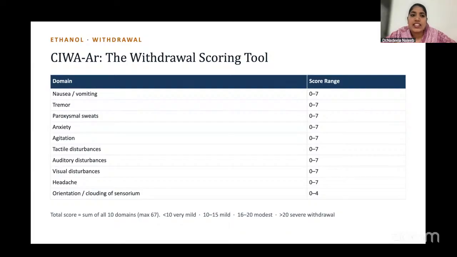What do you think is the disadvantage of having the CIWA-Ar scoring? Do you think it is practical to do the CIWA-Ar scoring in all patients? No, it's not. If the patient is very combative, highly sedated, or intubated, you cannot use the CIWA-Ar score. That is where your clinical gestalt comes into play.